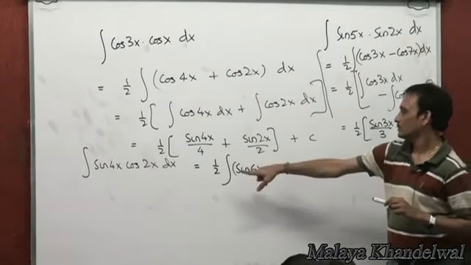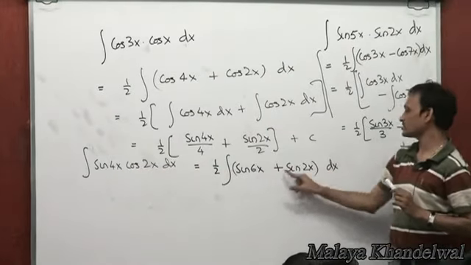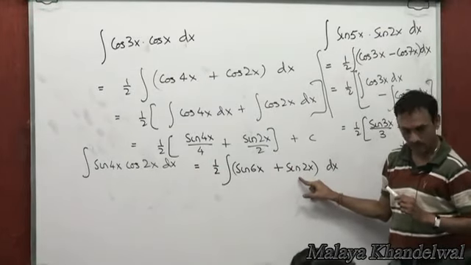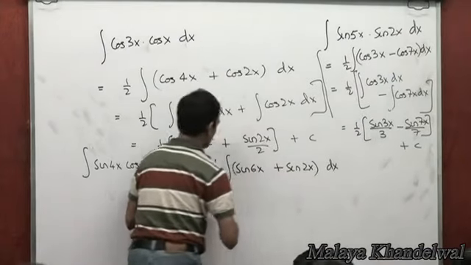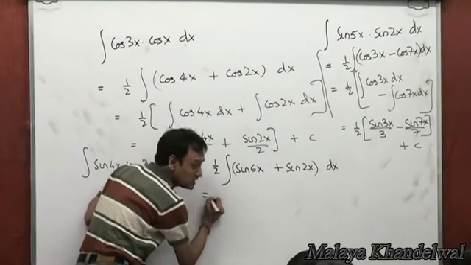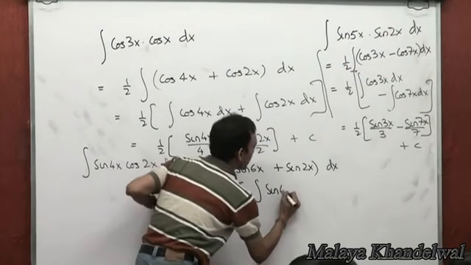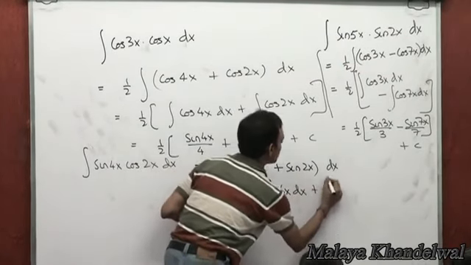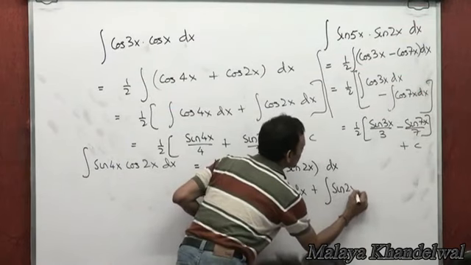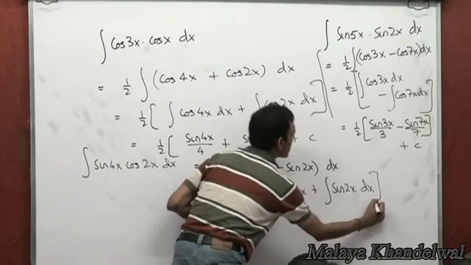Right? Sin A cos B is half of sin(A+B) plus sin(A-B). Then the integral of the sum would be the sum of the integrals. So half of the integral of sin 6x dx plus the integral of sin 2x dx.